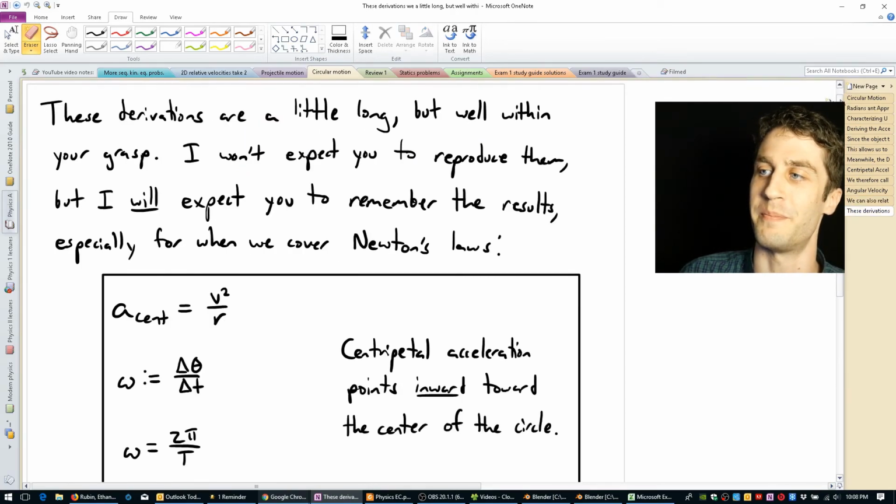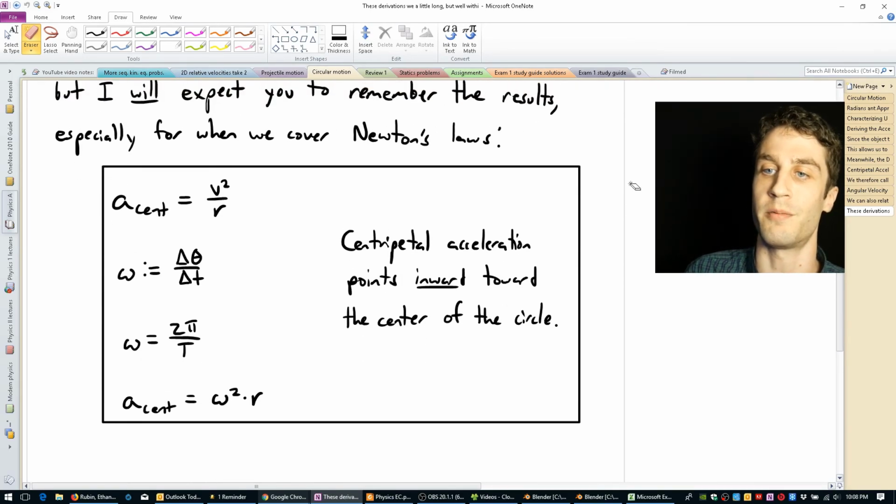So let's wrap things up. These derivations are a little long, but well within your grasp. I don't think I've done anything in this video that is especially difficult. Maybe it was a little bit time consuming. The new piece of information is that the sine of theta is approximately equal to theta when you're working in radians. So please keep that in mind. I won't expect you to reproduce them, but I will expect you to remember the results, especially for when we cover Newton's laws. And so here are the results all in one place.